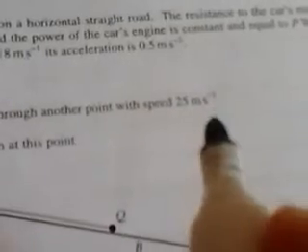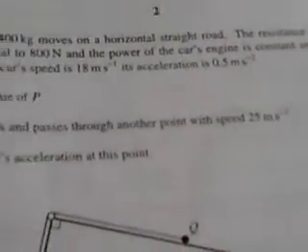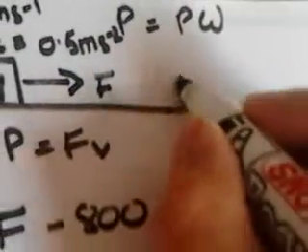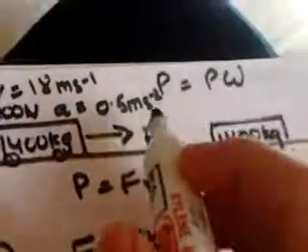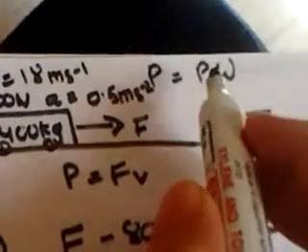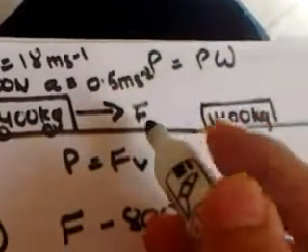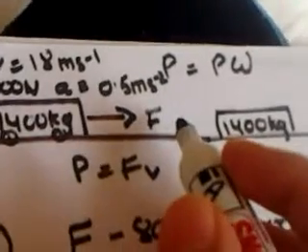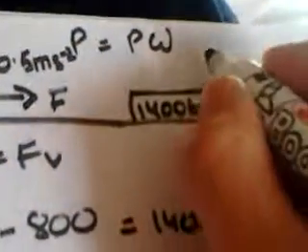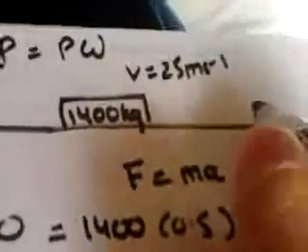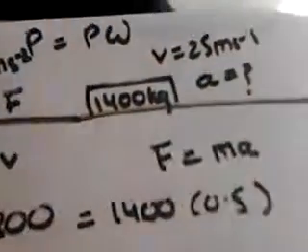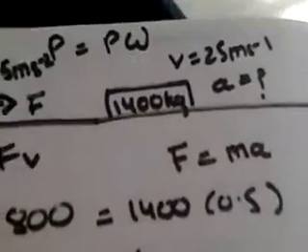Okay, the car continues and passes through another point with speed 25 meters per second. The mass is always the same. Along all points of its journey, the resistance to the motion and the power are constant, the question says. So at another point, as it moves on, the speed becomes 25 meters per second. And the question says, find the acceleration at this point, for 2 marks. So how do we do this?